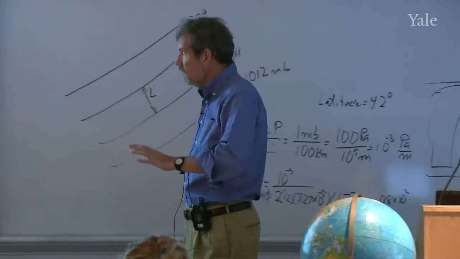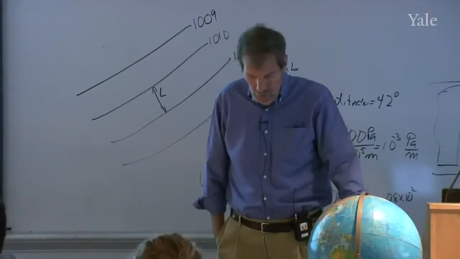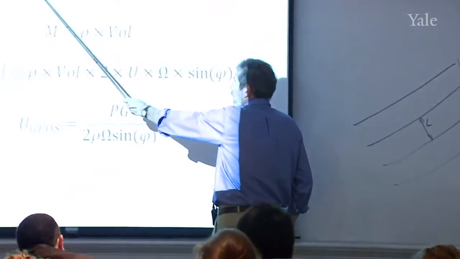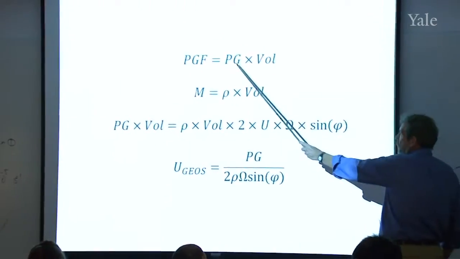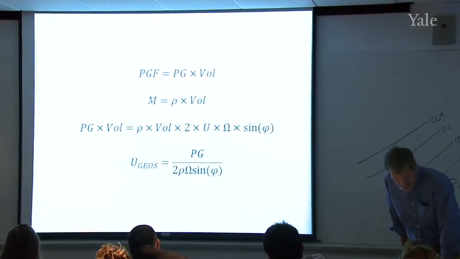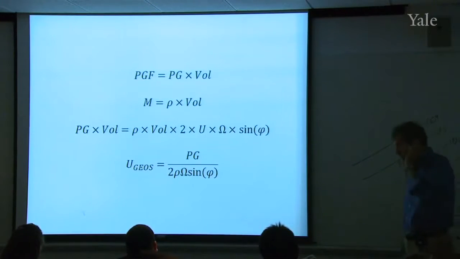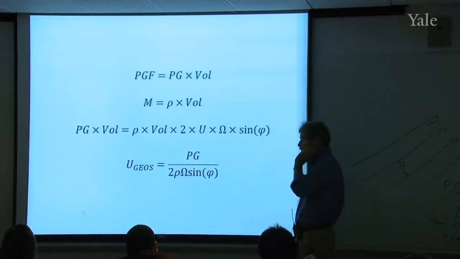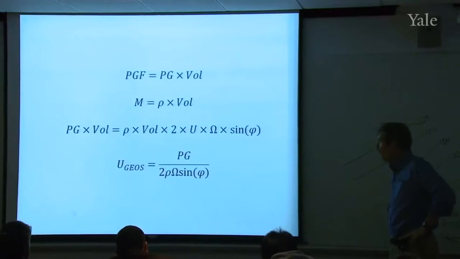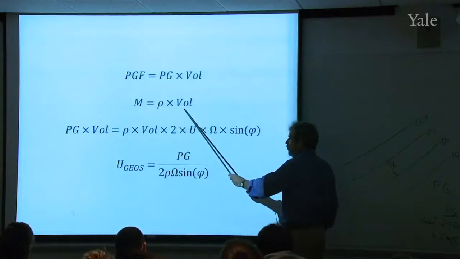Now, mathematically, we want to write down an expression for this geostrophic balance. So let me do that. First of all, I need a formula for the pressure gradient force, and that's given by the pressure gradient times the volume of the object. The pressure gradient is defined as the rate at which pressure changes with position, and has units of pascals per meter. And the volume is just the volume of the object in cubic meters. The mass of any object will be given by its mass density times its volume.